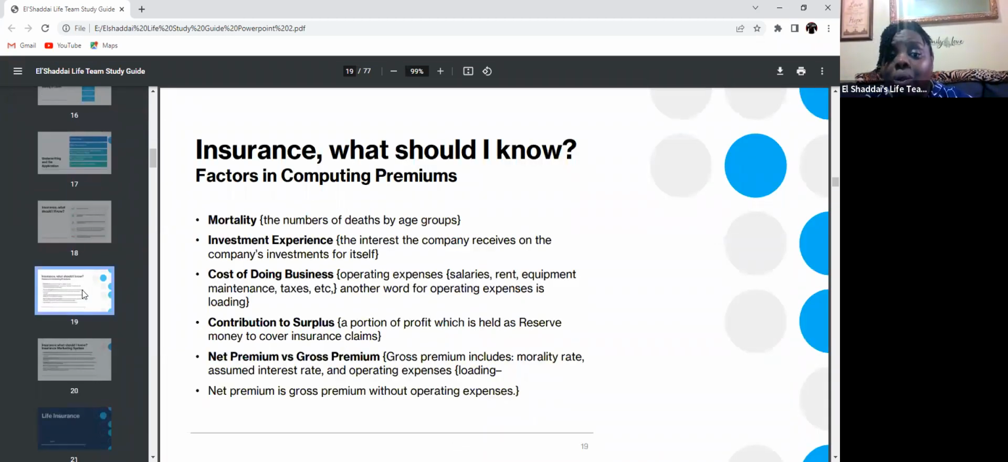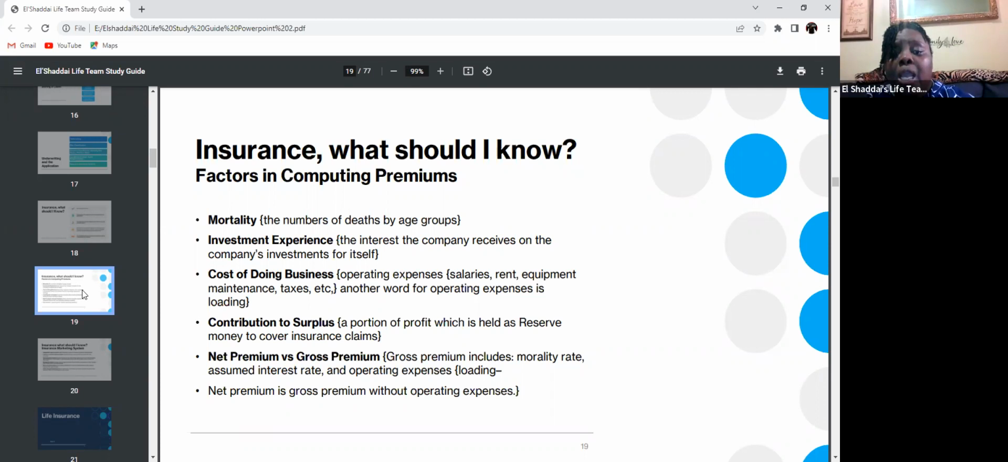Insurance, what should I know? Factors in computing premiums. What all goes into computing a premium? Mortality, the number of deaths by age groups. Investment experience, the interest the company receives on the company's investments for itself. Cost of doing business, operating expenses: salaries, rent, equipment, maintenance, taxes, all that stuff. These are all things that are factored into a premium, right?